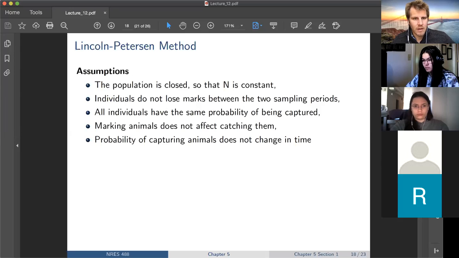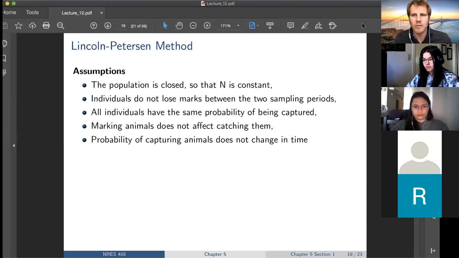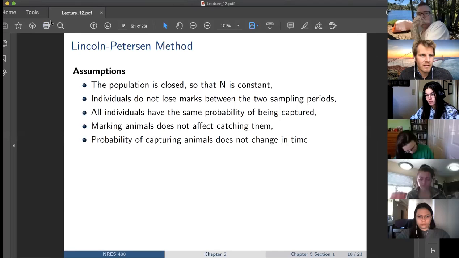Okay, marking animals does not affect catching them. So this applies to, suppose, oh, I wanted to show some pictures. Let me see if I have these. I think we'll have a little bit of time at the end of this lecture, and I want to show some mark recapture studies in the old days. This applies to, you put a mark on an individual, that may affect the individual's ability to be detected.